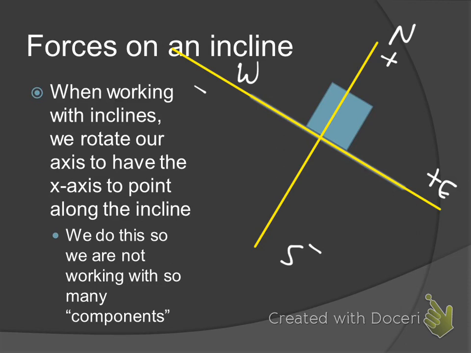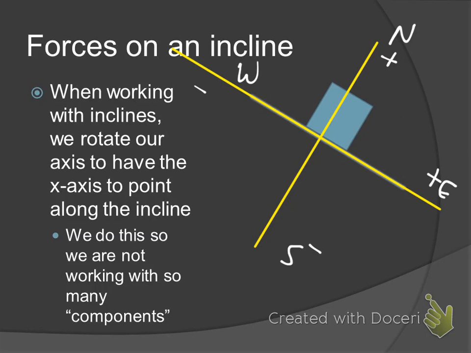Because if you place something on an incline, what's the direction it's most likely going to go? Down. It's most likely going to go down the incline, which is why we choose down the incline to be the positive direction. Most likely when you put an object there, it's going to come down the incline. So that's why we choose it to be the positive direction.